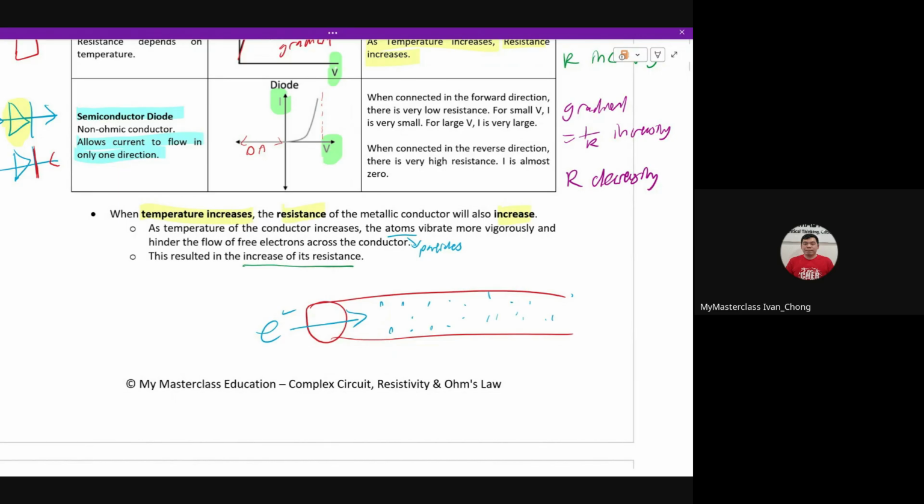Ultimately, you just need to know the first line itself. In rare cases, they'll ask you to describe why, when temperature increases, your resistance also increases.